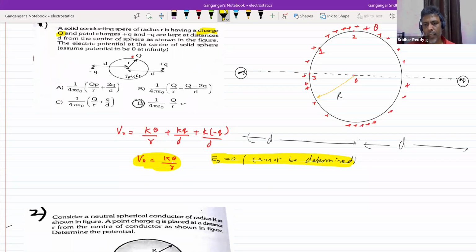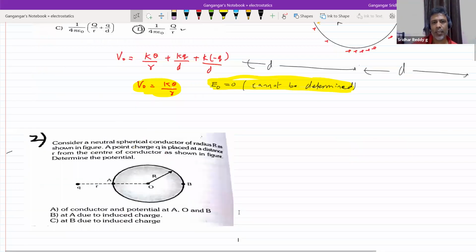It's there inside the conductor, no? Net field should be zero due to static charges. I'll just make the correction. Okay, fine, yeah. Thank you for the correction. Okay, we'll move to the next. I'll come to this one, the same similar idea.